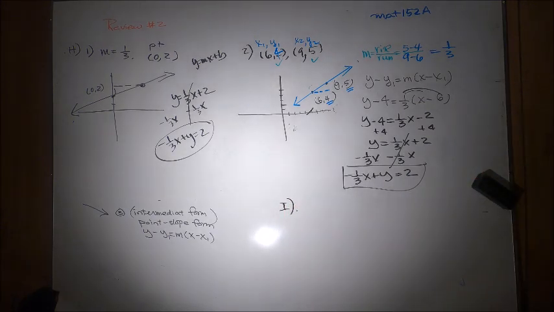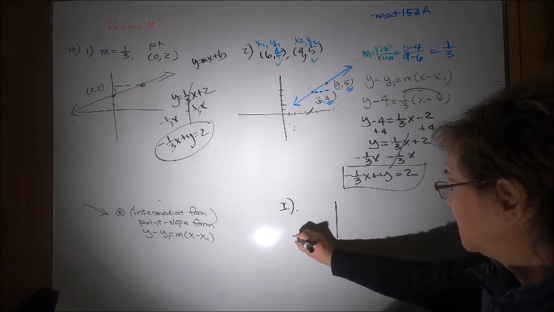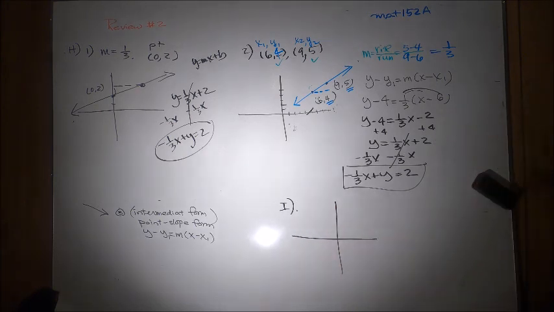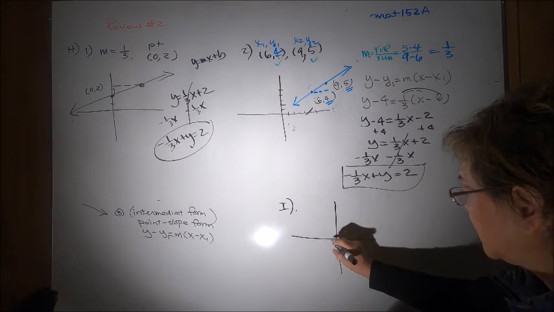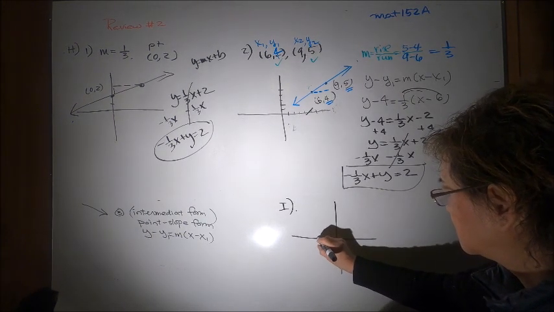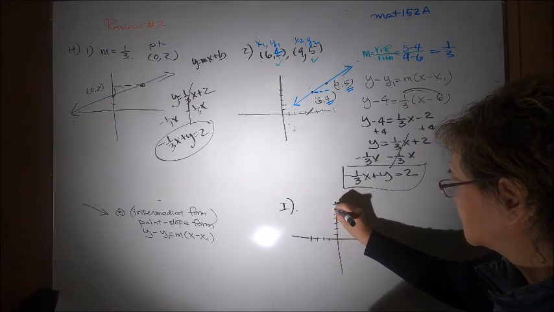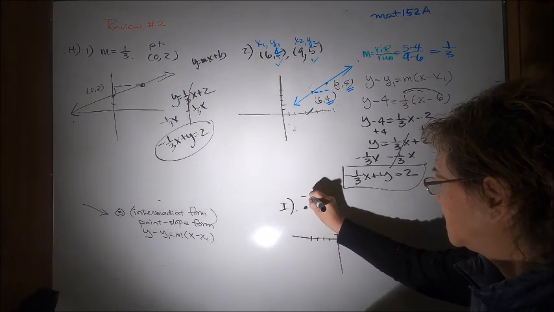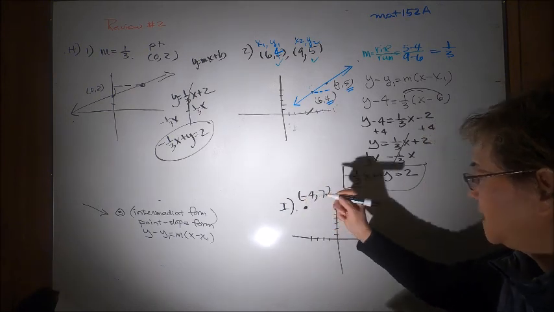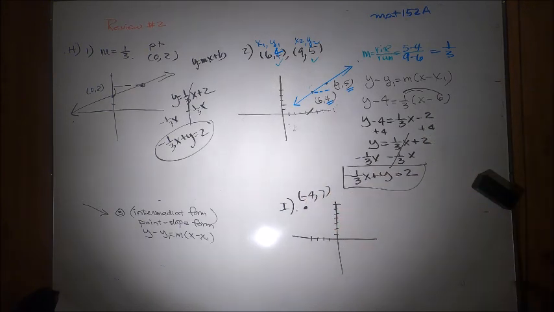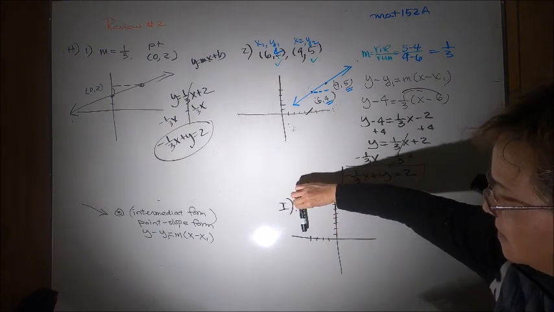Let's take a look at the next one on your page 4. Write the equation of the line which contains the point -4 and 7. Let's do the graph first, right? Point -4 and 7, where is it? 4, 5, 6, 7. Right here. -4 and 7. We want to write a line going through this point.